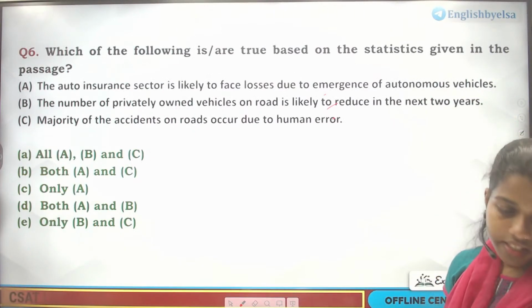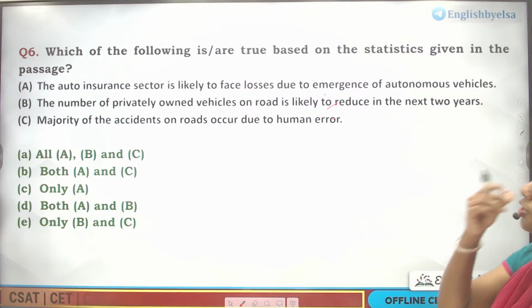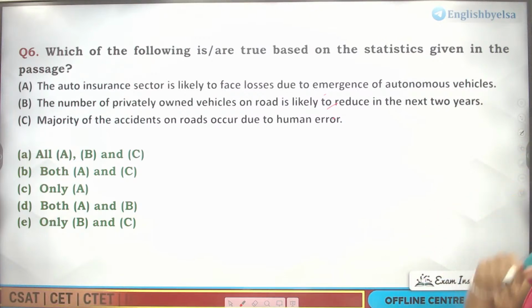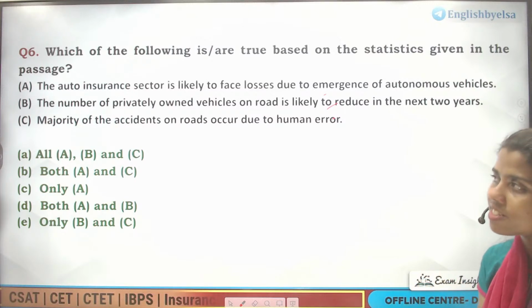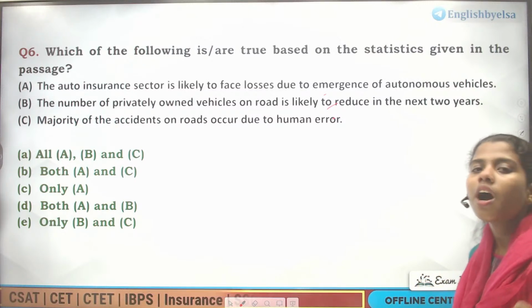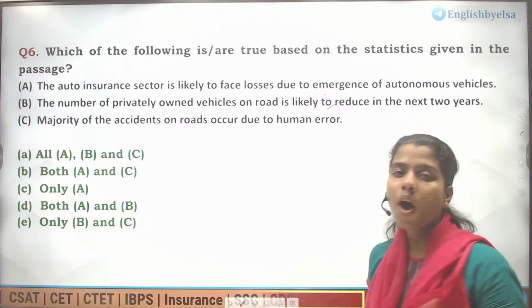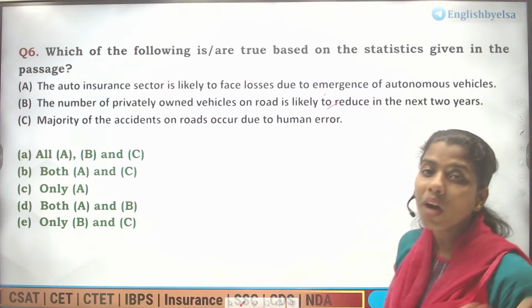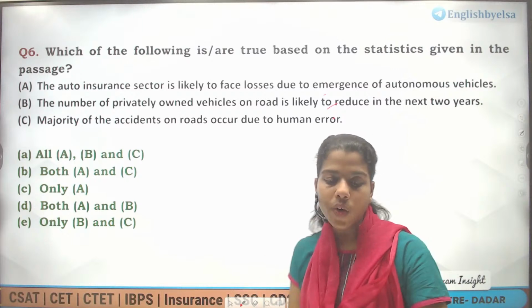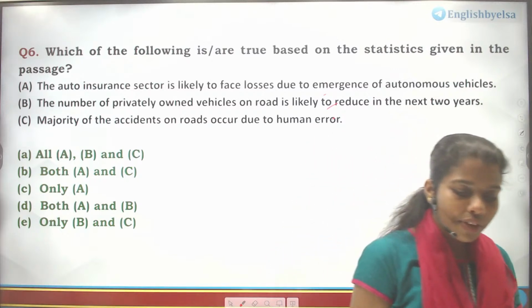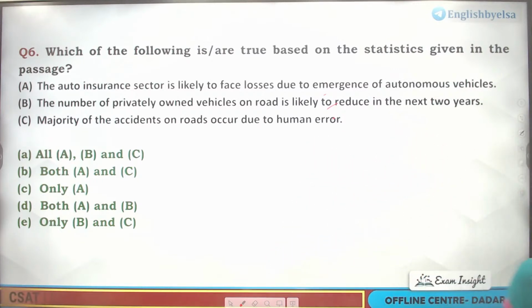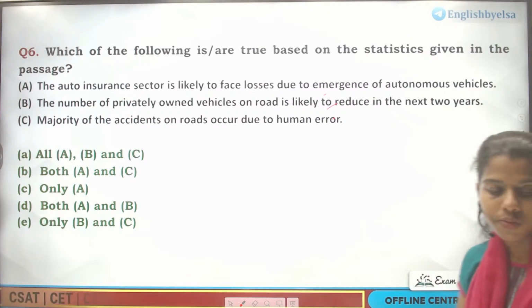To the questions. Which of the following is true? The auto insurance is likely to face losses due to emergence of autonomous vehicles. It is up to you how many answers you can give, how much comprehension you have done. This will depend on your answers. Let's try from your side first. What is the answer for question number 6?